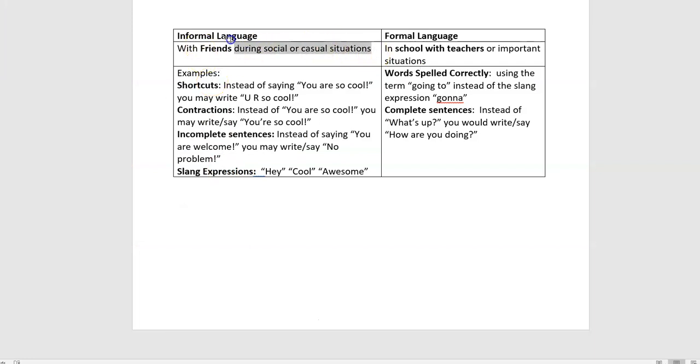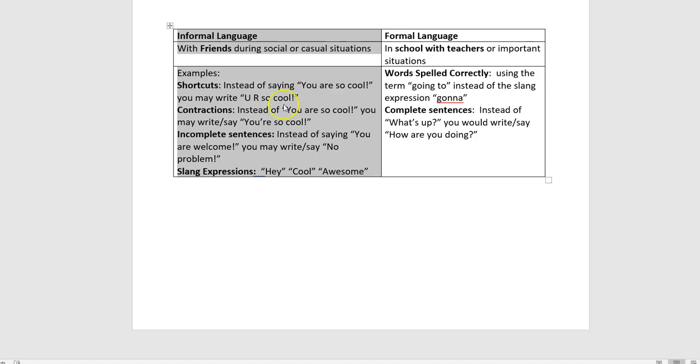We have informal language. That's the language you use when you're with friends or in social or casual situations. So that means when you're at the park or the playground or at a party, how do you speak to your friends? We may use shortcuts. Instead of saying you are so cool, you may write just the letter U for the word you. You might write just the letter R for the word are, just to make it a shorter sentence to write. So this is informal language.